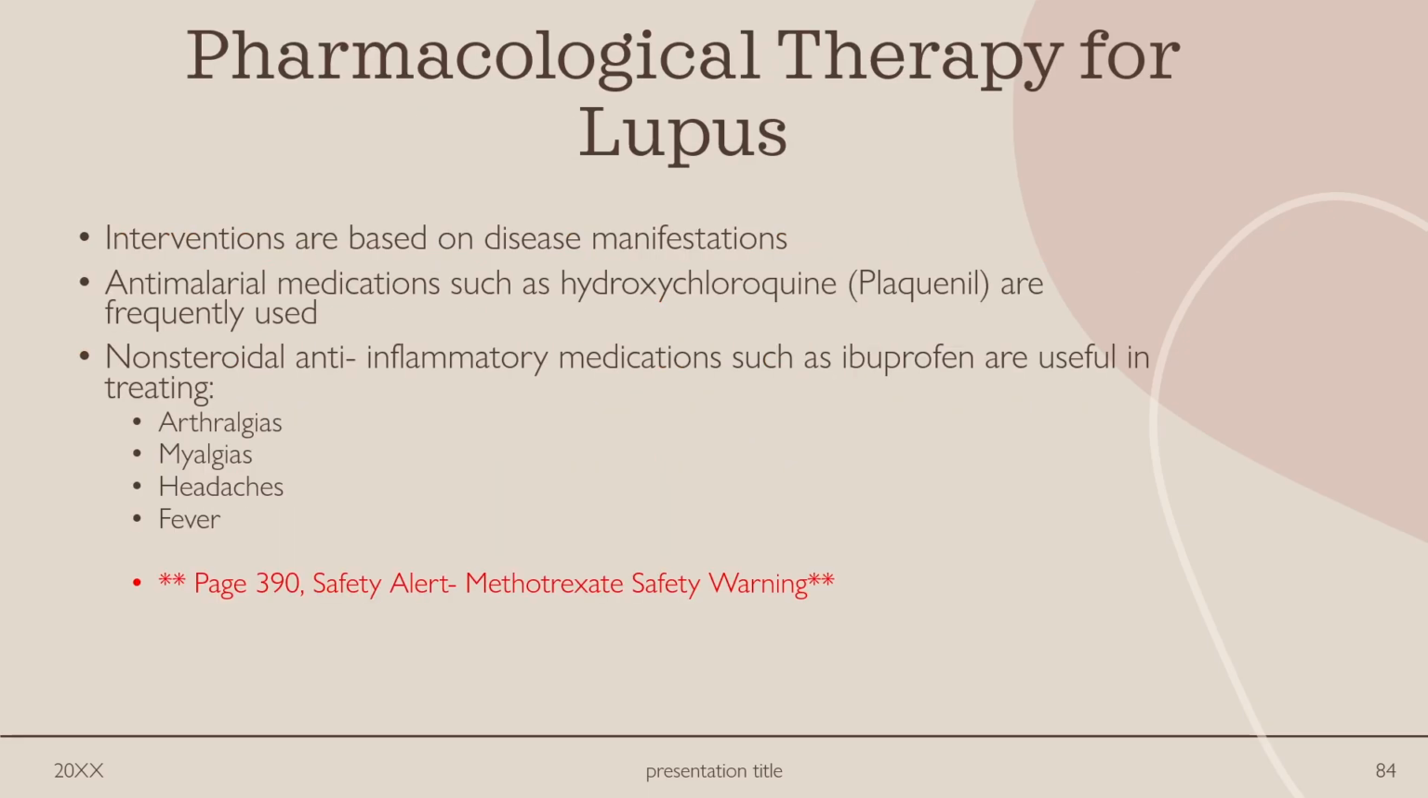So pharmacological therapy for lupus, interventions are based on disease manifestations. Anti-malarial medications such as hydroxychloroquine, which is Plaquenil, are frequently used. Non-steroidal anti-inflammatory medications such as ibuprofen are useful in treating the arthralgias, myalgias, headaches, and fever. Ladies and gentlemen, on page 390, please listen up right now. On page 390, there is a safety alert with a methotrexate safety warning. Please pay attention to that warning.